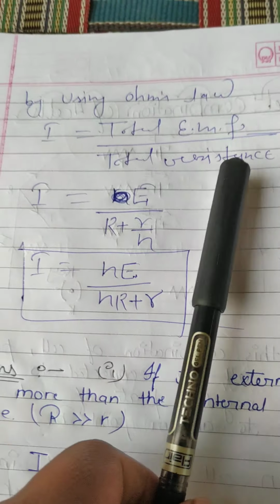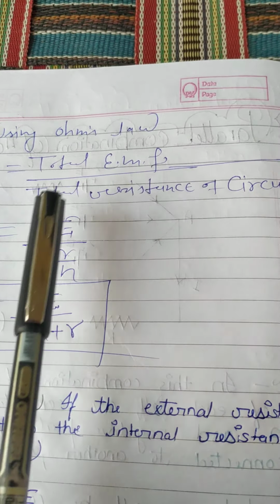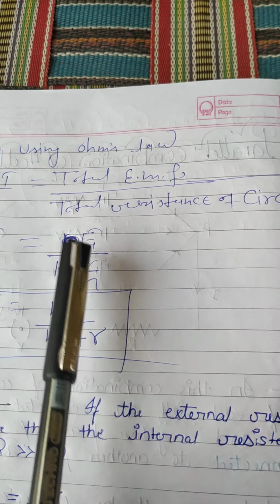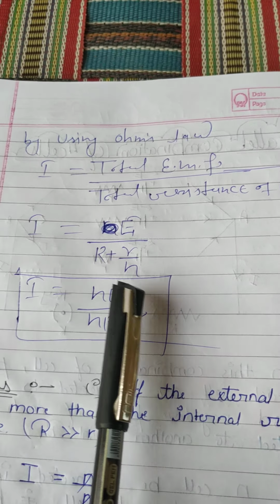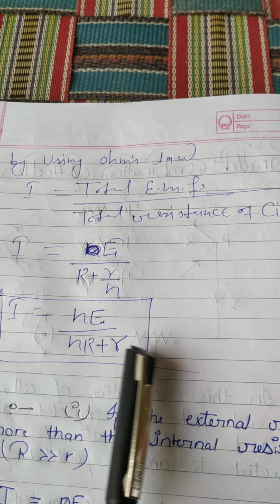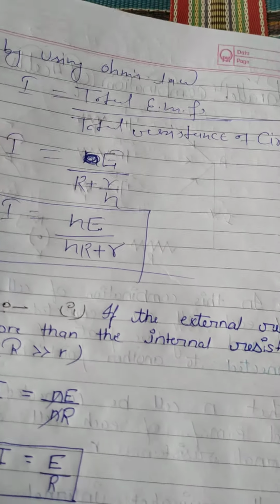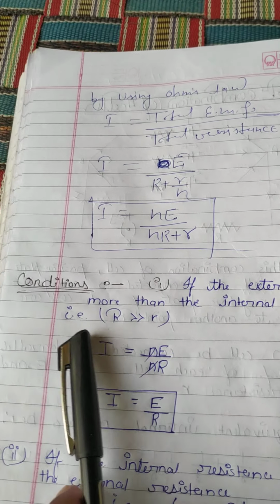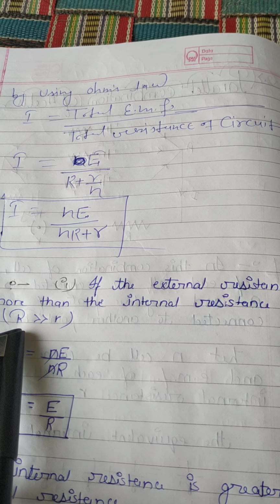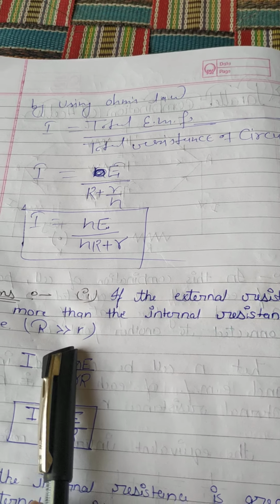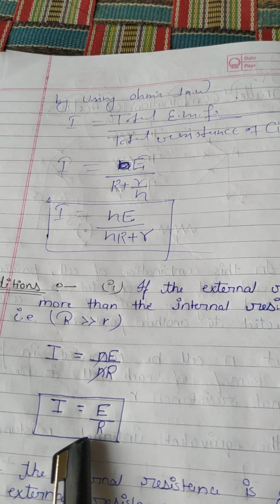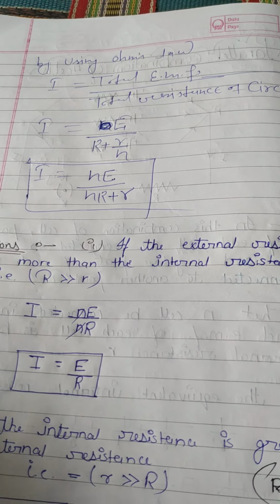By using Ohm's law, electric current equals total EMF upon total resistance of the circuit. I equals total EMF capital E upon total resistance R plus r by n. I equals nE upon nR plus r. Condition first: if the external resistance is more than the internal resistance, capital R is greater than small r, so I equals nE upon nR, n and n cancel, I equals E upon R.